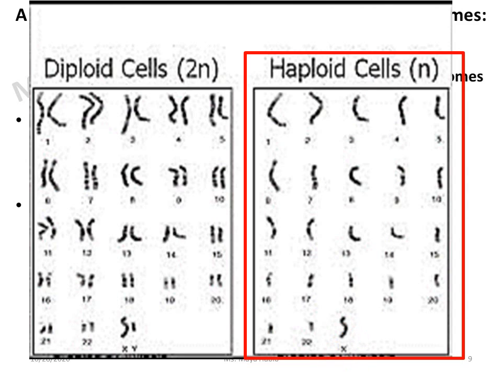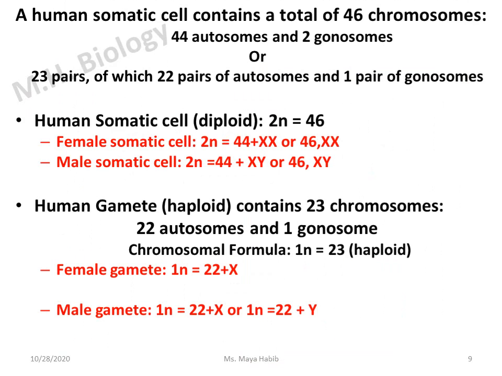So, in the case of a human female gamete, the chromosomal formula would be 1n equals 22 plus X, that is 22 autosomes plus 1 X chromosome. Female gametes always carry an X chromosome, never a Y chromosome.